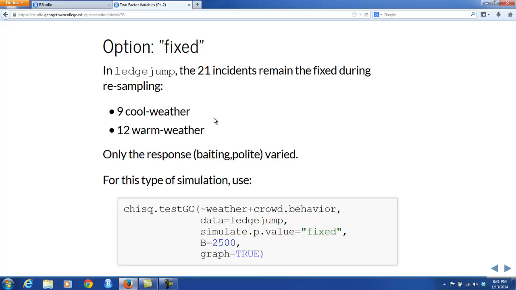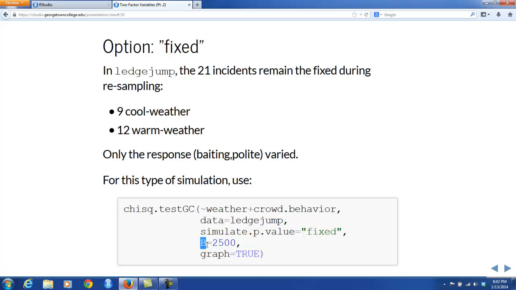The only chance variation is in how the incidents turned out. That's the chance variation in all the other factors besides the weather that might influence crowd behavior. So when the values for your explanatory variable are fixed like that, then when you do simulations, you want to communicate this fixity to the computer. And you do it by setting the argument simulate.p.value to fixed, which you put in quotation marks.